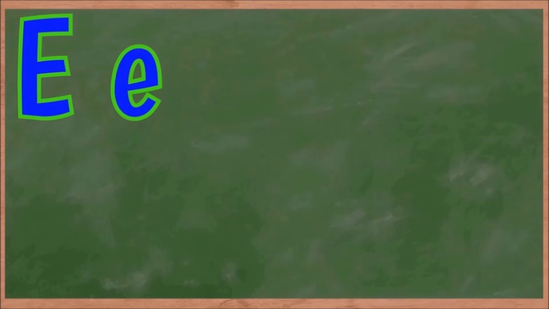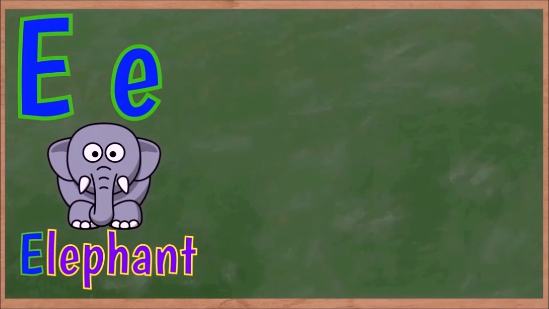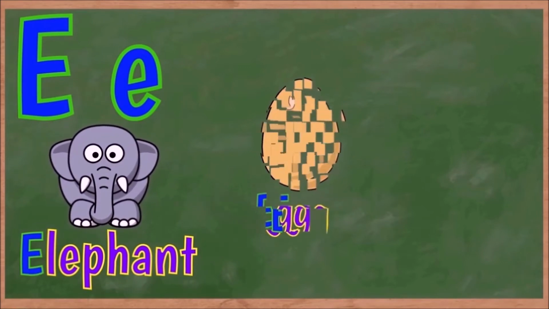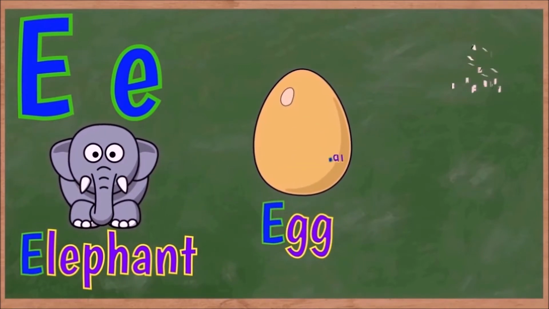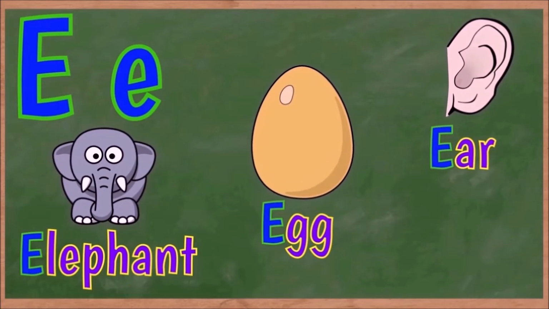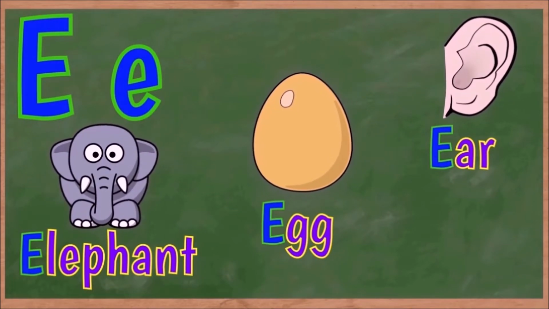Next letter, we have the E. The E makes an E sound. Now you try it. Eh. I got it. Did you? E for elephant. Egg. Ear. On to the next letter.